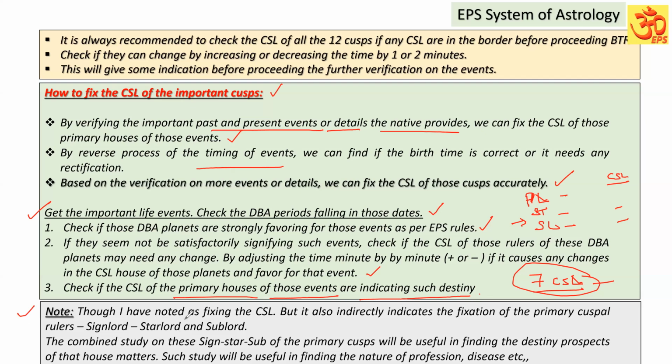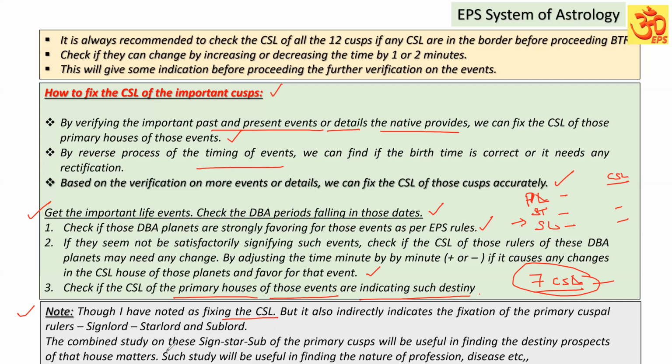Note, though I have noted fixing the cuspal sublord in all the places, it also indirectly indicates the fixation of the primary cuspal rulers: sign lord, star lord, and sublord. Why am I focusing on the cuspal sublord? Within a few minutes' difference, only the cuspal sublord changes, not the star lord and the sign lord. But sometimes, if the cuspal star lord itself is on the border, by adjusting the birth time the star lord can also change. So we have to keep in mind that sign lord, star lord, and sublord can change sometimes.